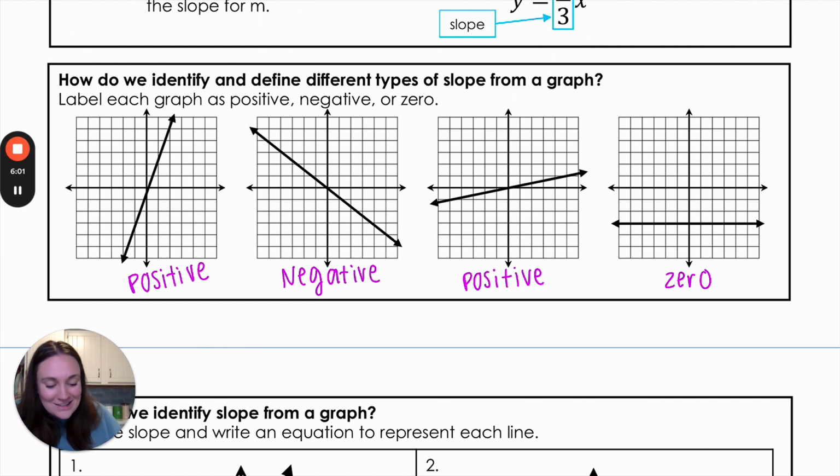All right, let's see how you did. So again, going left to right, this time I'm going up, so that is positive. And this one was a tricky one. Left to right, we are not going up or down, so this is just my zero slope.